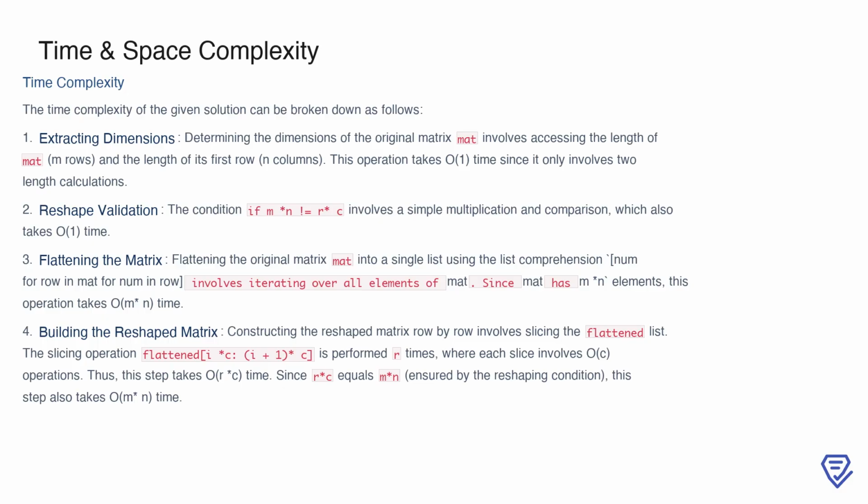The next major operation is flattening the input matrix. Using a nested list comprehension, we iterate over every element in the matrix. Since the matrix has m*n elements, this step requires O(m*n) time. Finally, constructing the reshaped matrix involves slicing the flattened list repeatedly to form rows. Each slice operation takes O(c) time, and since we perform this slicing r times, the total time for this step is r*c. Because r*c is equal to m*n, the slicing step also has a time complexity of O(m*n).